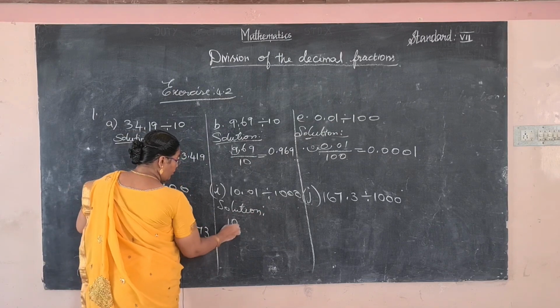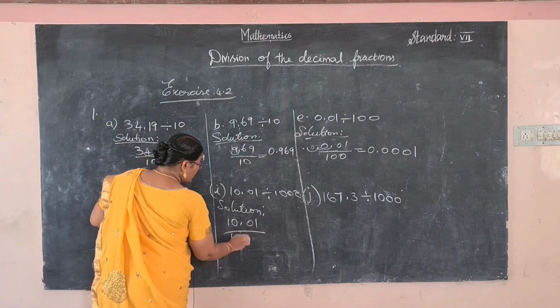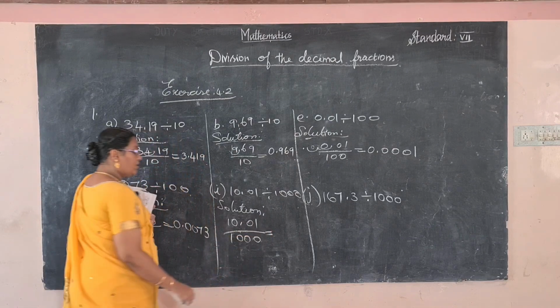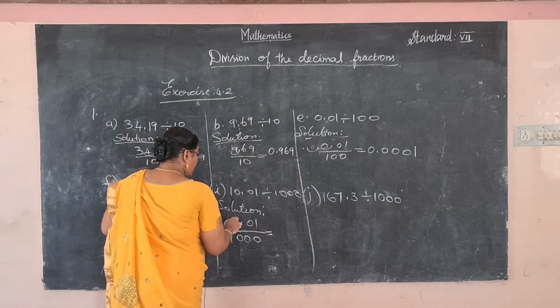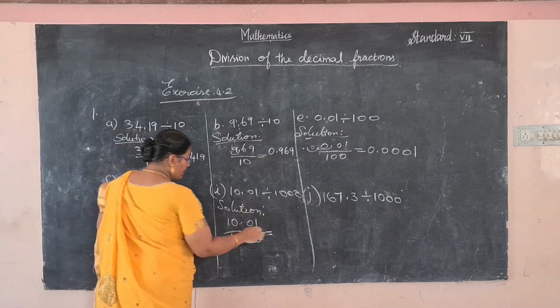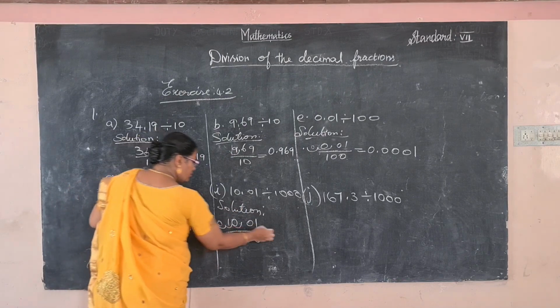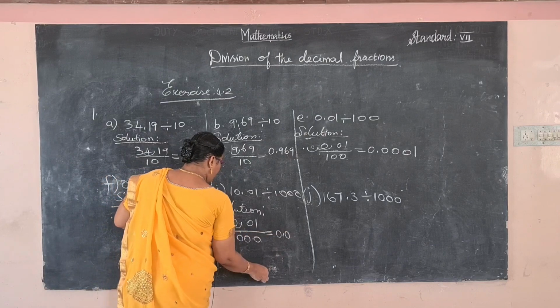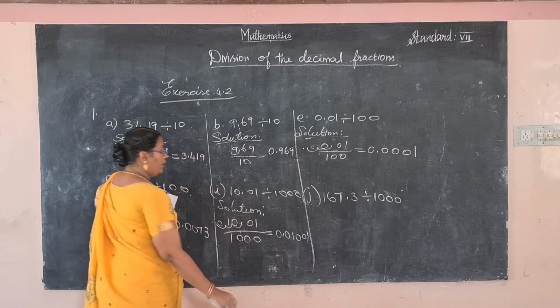And next one, 10.01 divided by 1000 is given. So how many zeros in the divisor? 3 zeros in the divisor. Okay, so the decimal point moves to the left side. How many places? 3 places. So 1, 2, 3. Okay, so the answer is 0.01001.